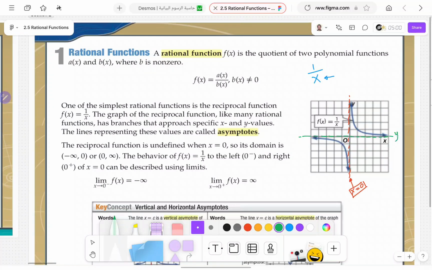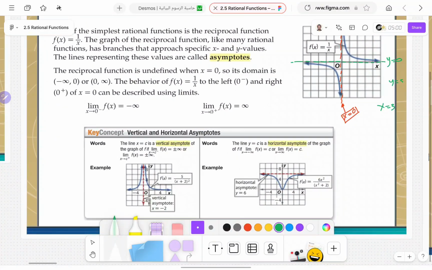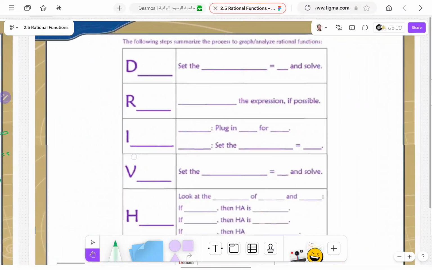The same thing applies horizontally. This can be drawn by y equals 0, because when I ask you for y equals 5, you graph y equals 5 like this, but when I ask you for x equals 3, for example, you graph x equals 3 like this. So this is the difference between vertical and horizontal. These are two examples: this is the horizontal asymptote and this one here is the vertical asymptote.